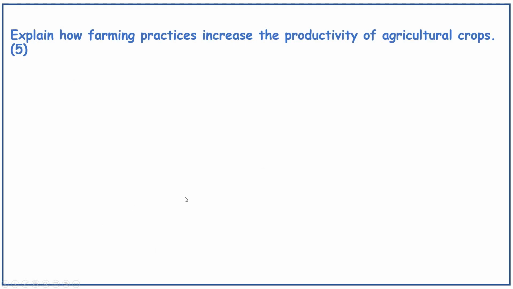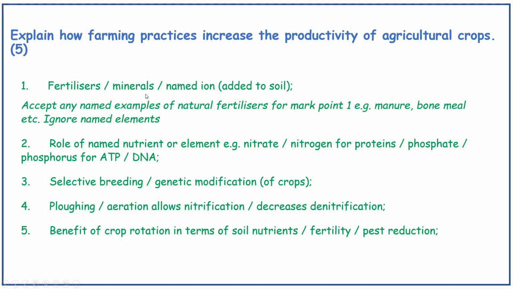Explain how farming practices increase the productivity of agricultural crops. Fertilizers or minerals, or a named ion like NPK. Role of the named nutrient or element, e.g. nitrate or nitrogen for proteins, phosphate or phosphorus for ATP or DNA. Selective breeding or genetic modification of crops. Ploughing or aeration allows nitrification to decrease denitrification. The benefit of crop rotation in terms of soil nutrients or fertility or pest reduction.